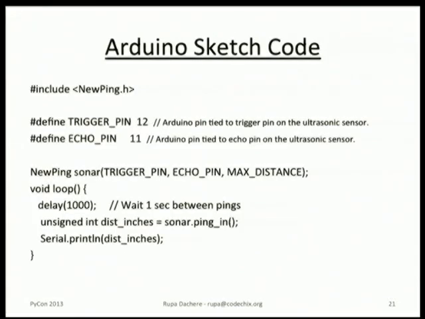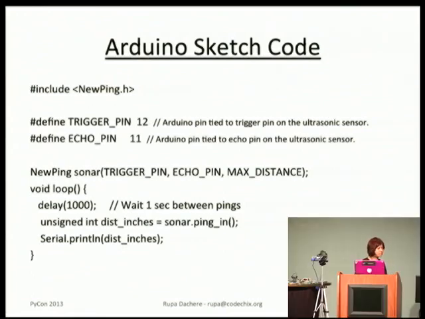So here's my Arduino sketch code. What I wanted to point out is this new ping library, which is really cool. It has a class called Sonar, and Sonar has a whole bunch of methods in it. One of the methods is ping_in, which gives you the distance in inches. There's also ping_cm, which is the default, in centimeters. So that's something I had to change in the code to send me the distance in inches.